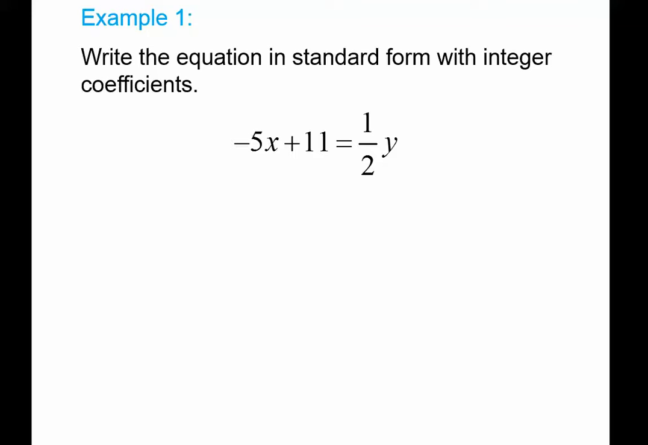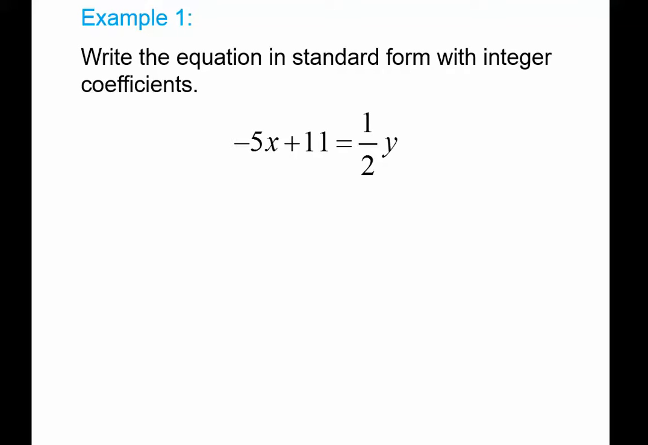One of those is that the variables are not on the same side. So we want to get x and y on the same side. Another reason we might not consider this in full-fledged standard form is we have that 1/2 in front of the y. And remember, we don't want to have fractional coefficients here. We want to have all whole numbers and their opposites. We want to have all integers. So we're going to have to change that 1/2 around.